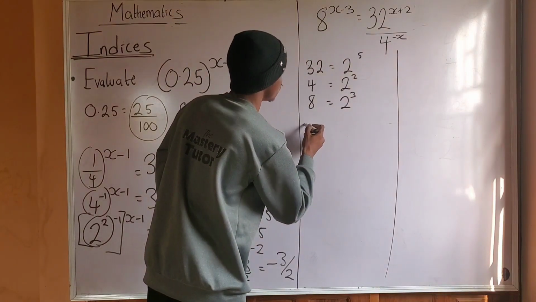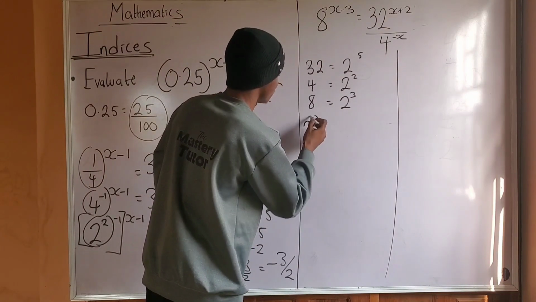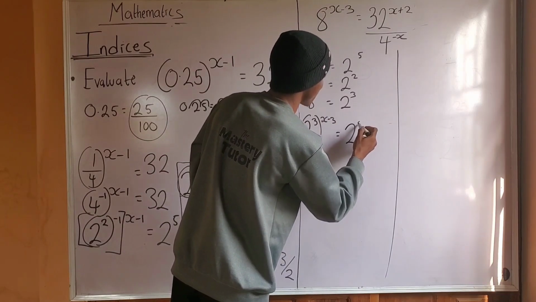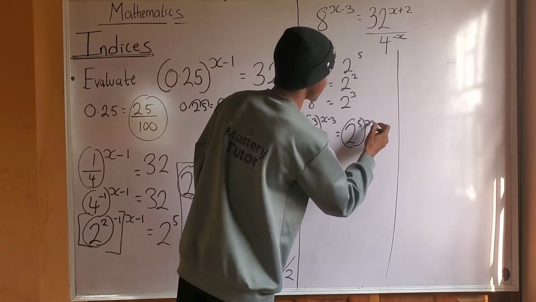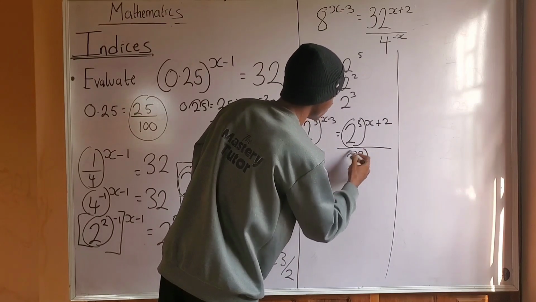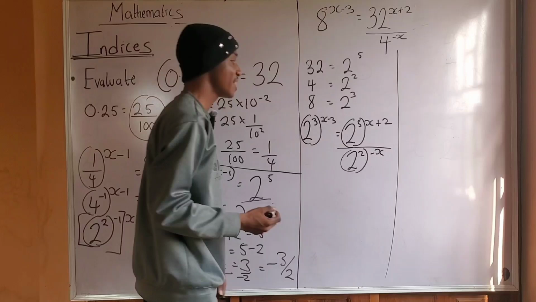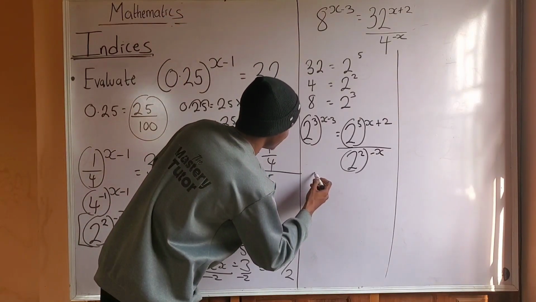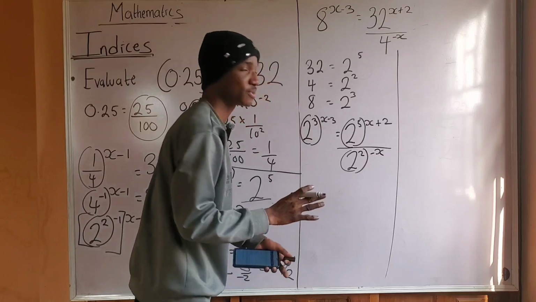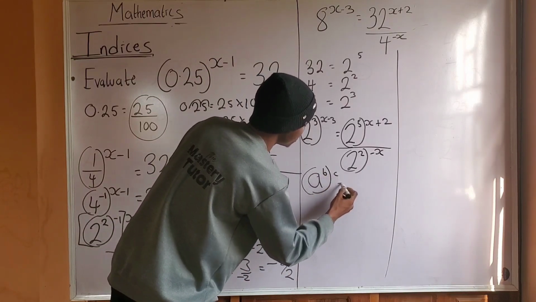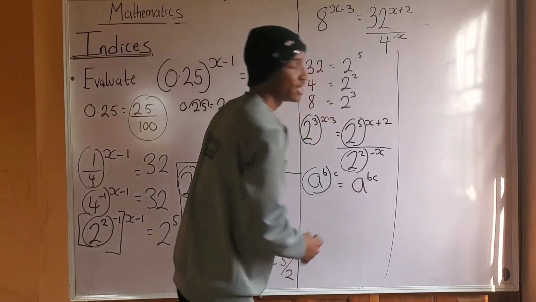I'm going to have 2 raised to the power of 3 raised to the power of x minus 3. This will be equals to 2 raised to the power of 5 raised to the power of x plus 2, all over 2 raised to the power of 2 raised to the power of negative x. Okay? Now, according to the law of indices, please pay attention. In fact, before that, if you have a raised to the power of b raised to the power of c, this is equals to a raised to the power of b times c. That is the power rule.